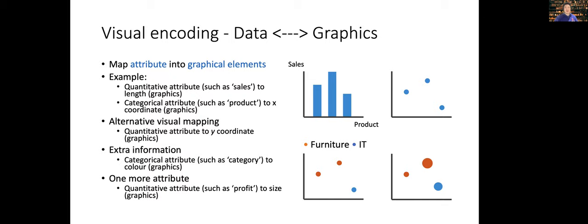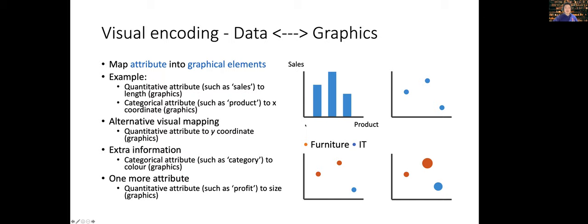Professor? Yeah? What if we have quantitative values on both the axes? What would be... Okay, a very, very good question. We're going to come to that very soon. The question was, in this case we had one quantitative and one categorical, but what if both are quantitative?